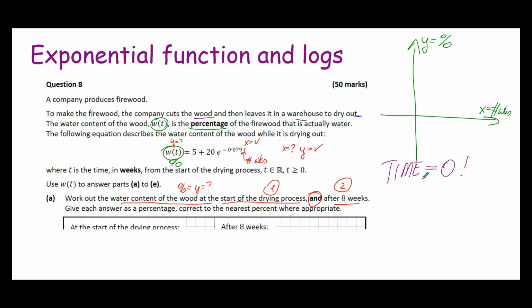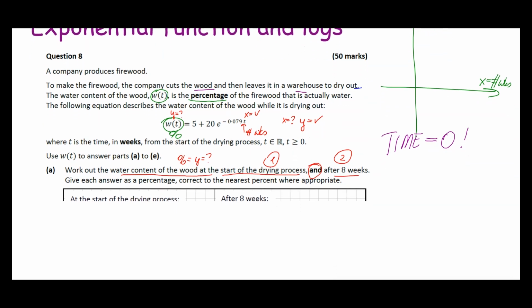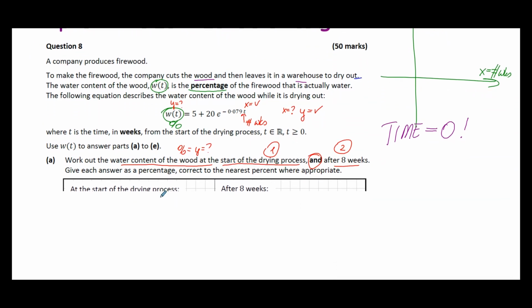Okay. So at the start of the drying process. So that means that's when no number of weeks. So my x is 0. In this case, t is 0. So we just replace t with 0. So 5 plus 20 multiplied by e to the power of minus 0.079 multiplied by 0. We put that in the calculator, press equal, and we get 25. That's 25%. That's what we are getting.